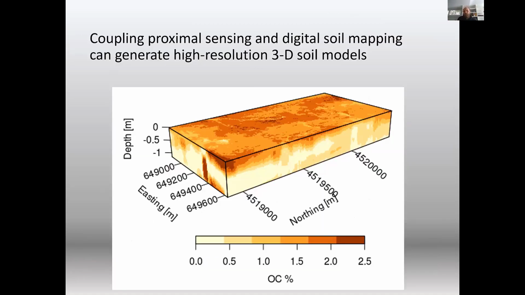Just to recap, if we couple that proximally sensed data, the visible near-infrared spectroscopy, and digital soil mapping, we can start moving towards high-resolution, temporally valid 3D models.